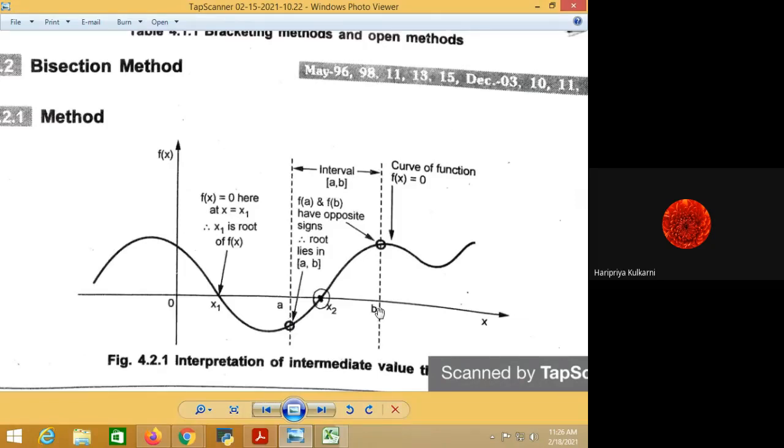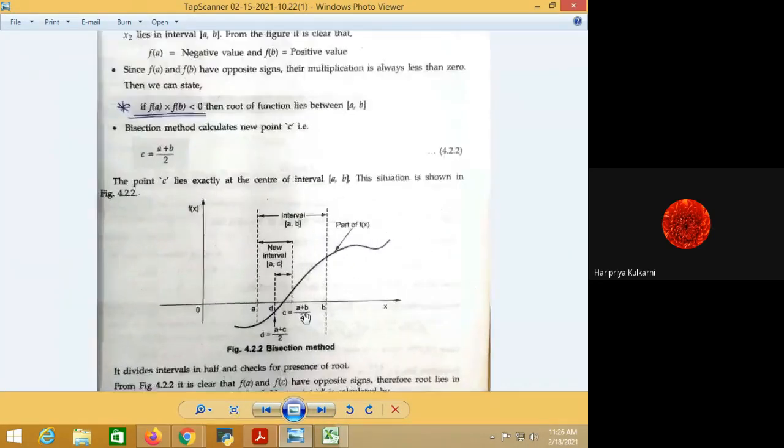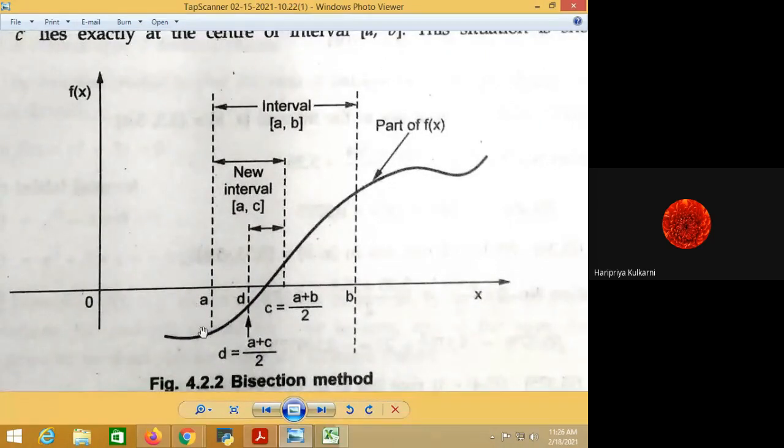Suppose I zoom into this part, I'll show you one more figure. Here I have zoomed the section which we are considering, the interval a and b. So this is point a and this is point b. What we are trying to do in the bisection, as the name indicates: bi means two, so we are trying to make two sections. For that we will apply the intermediate value theorem which we already studied in my last session.